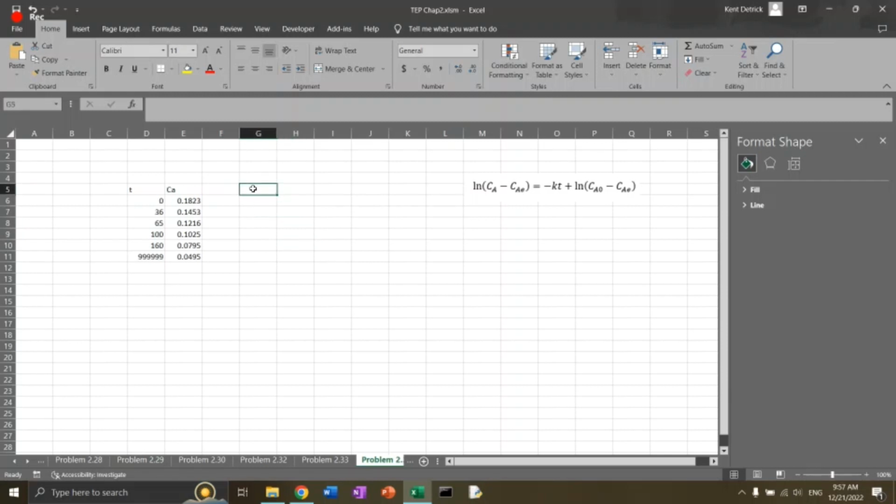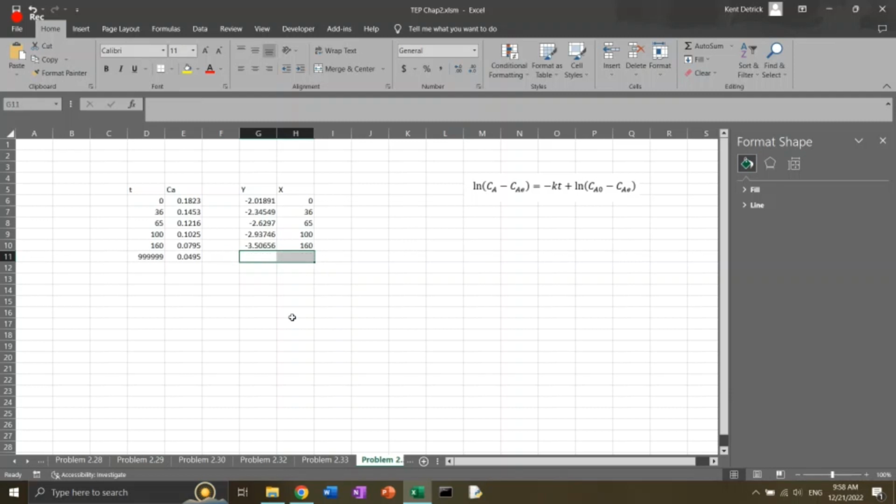Okay, so we moved over to the computer here. I've put in the table of values and I've written the function here so we can keep an eye on it. y and x. So we know y equals the natural log of Ca minus Cae, which is that value, and we know that x equals t.